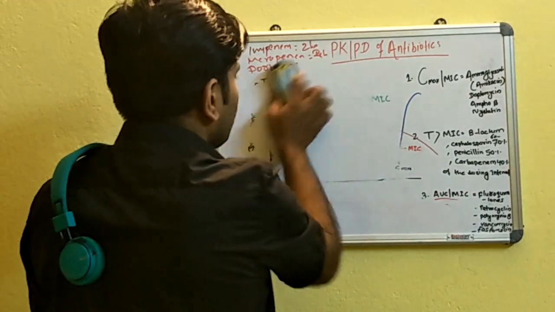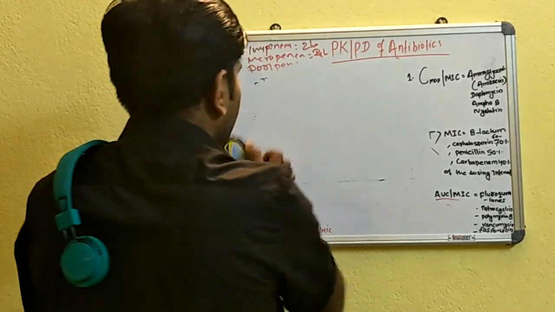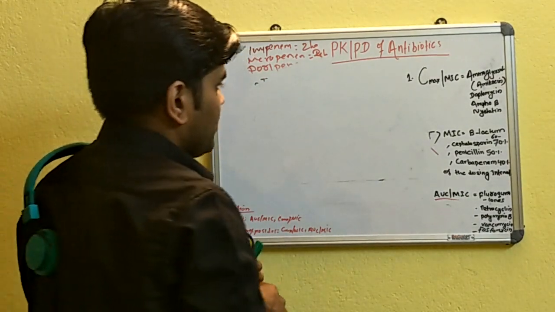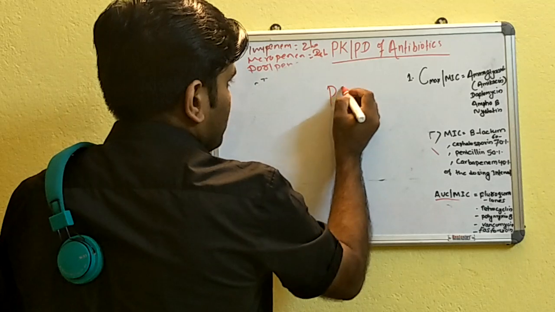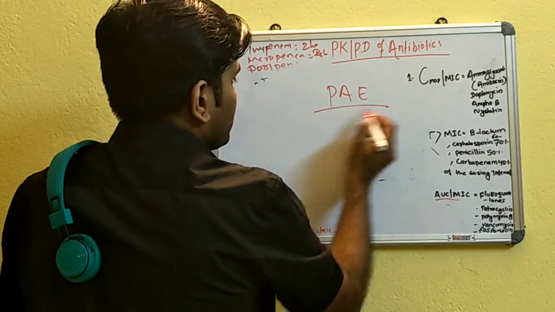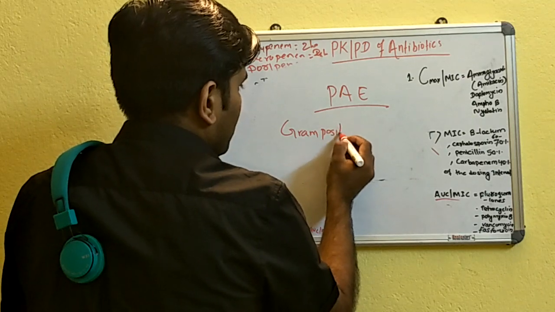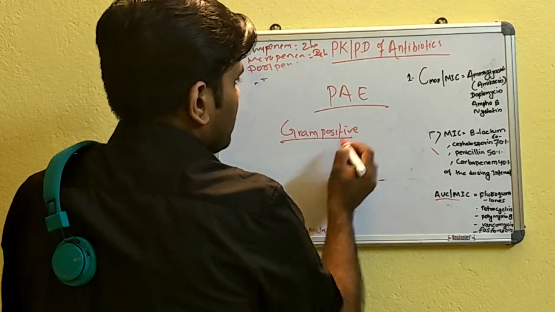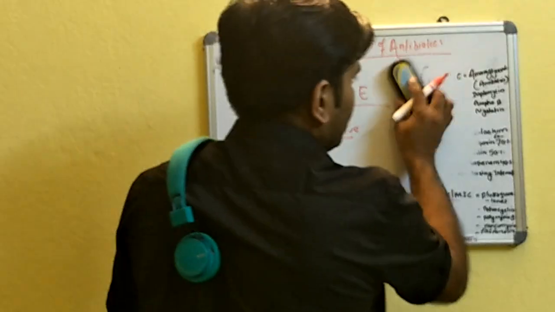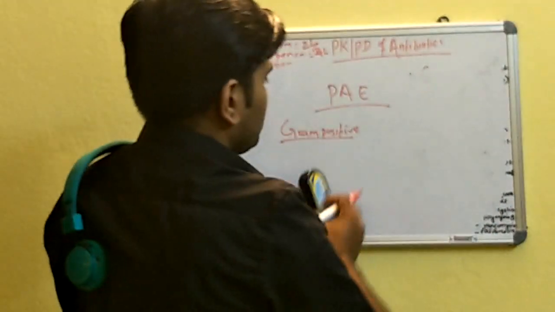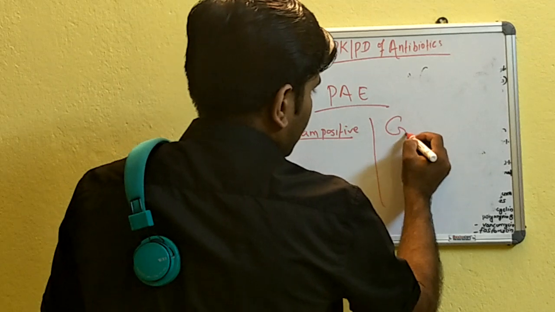When we are going to talk about the organism, normally post antibiotic effect is for gram positive and gram negative as well. So this is gram positive, gram negative.